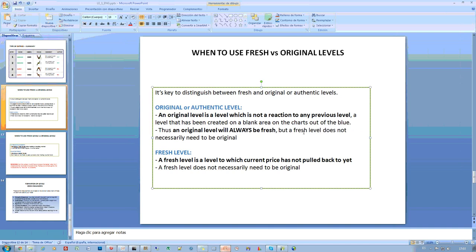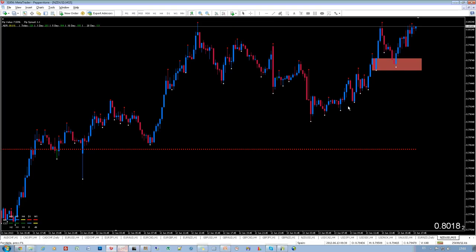That's the case. But a fresh level does not necessarily need to be original. Okay, we'll see the difference now. So a fresh level is a level to which current price has not pulled back yet. And a fresh level does not necessarily need to be original, as we said before. So, let's look at the charts.